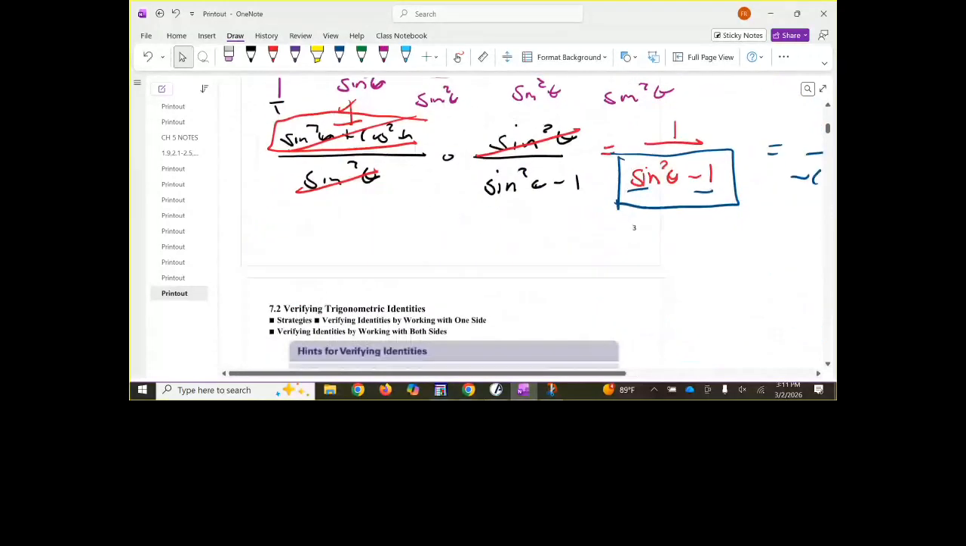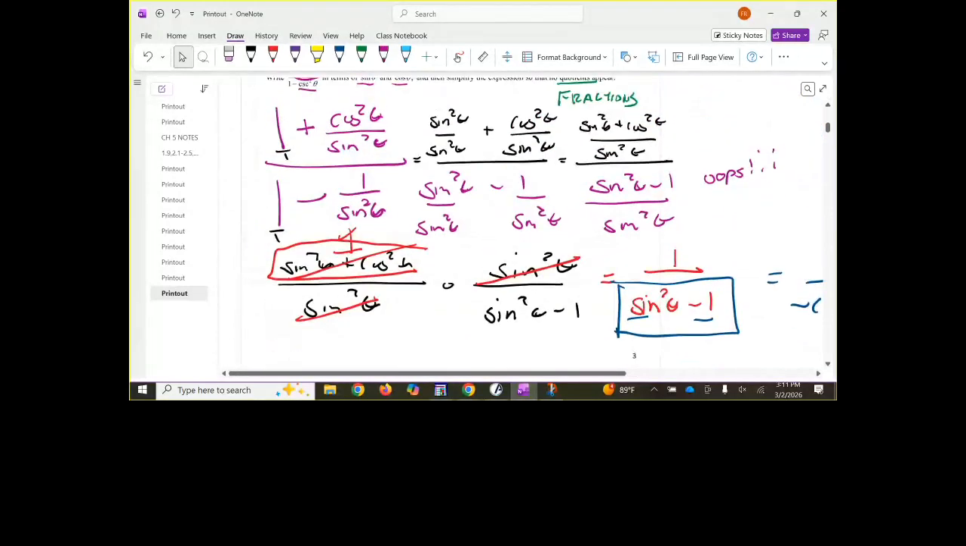Y'all, the one thing I do want to mention about doing the identity stuff, which is what we're doing here, is it is a process and it takes time to figure out exactly how to go through that process and break those numbers up. So y'all, this is what I want us to do for a little bit before we jump into 7.2.